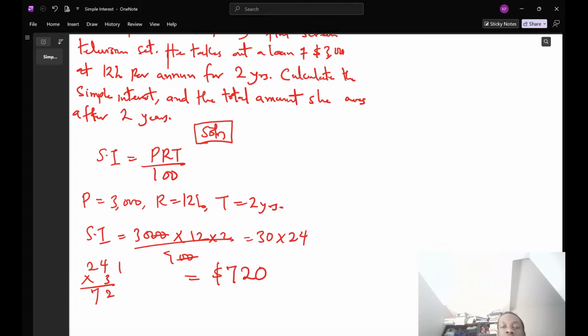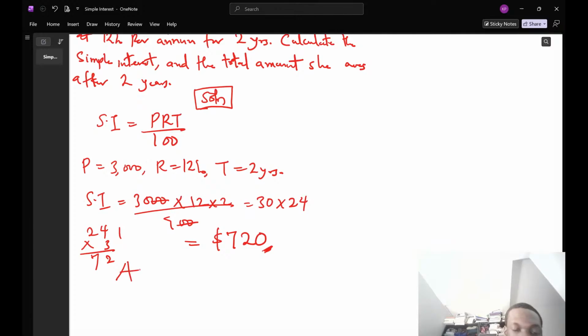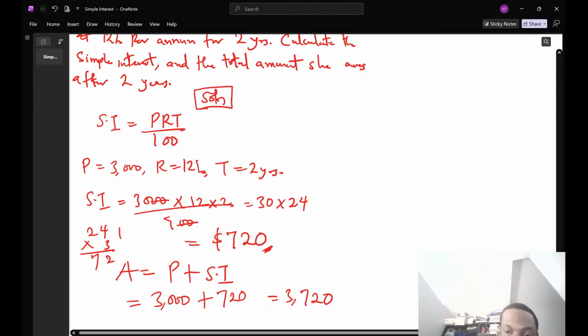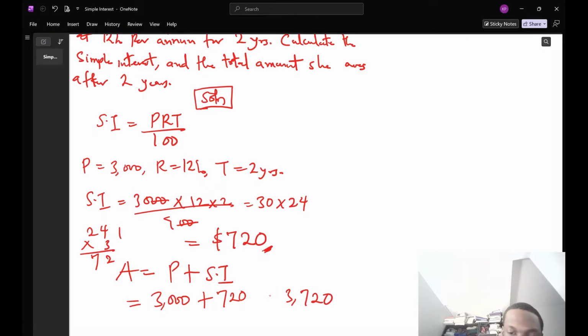This will be the total amount you will owe after 2 years when the money has accrued already. So this is the simple interest, but we have to find the total amount. Sorry, the total amount is the principal plus the simple interest. So the total amount she owes after 2 years will be 3,000 plus 720, which is 3,720. So that's it for that question.